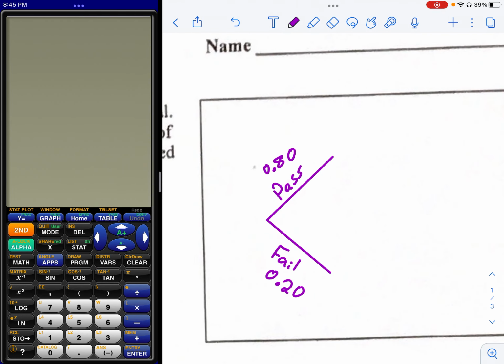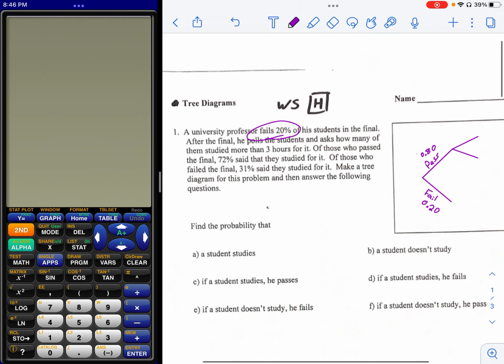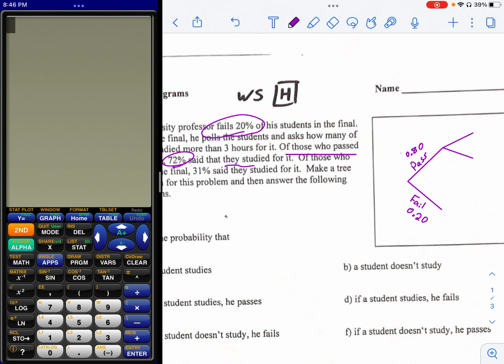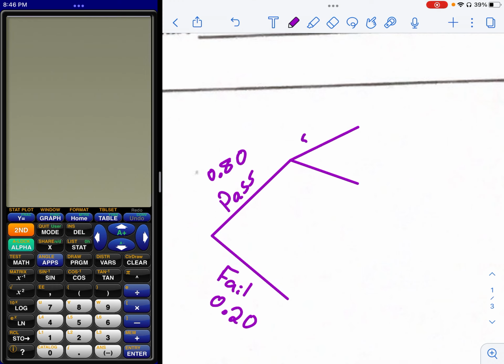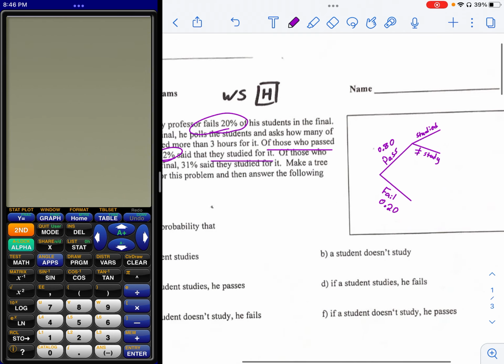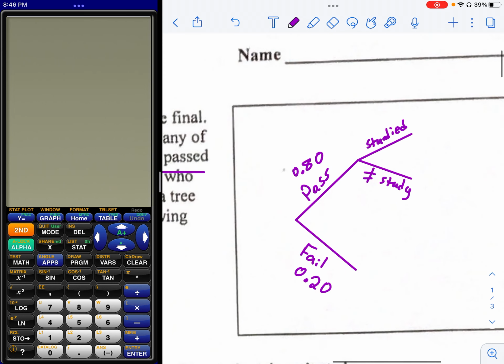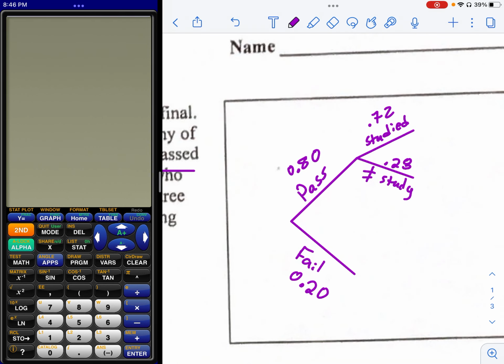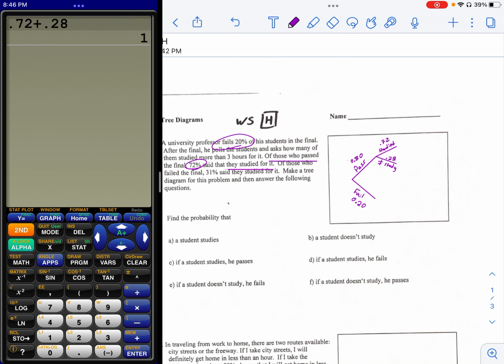Okay? All right, so of the kids that passed, we're going to have another split, right? Of the kids that passed, what do we know about them? Of those who passed, 72% said they studied. Okay, so that leads me to think that my two branches here are studied and did not study, the not equal to sign, okay? And what are the probabilities there? Of the ones that passed, 72% said they studied. Okay, so this would be 0.72. So here's a branch again. So this entire group, either they studied or they didn't, right? So then the not study group would be 28% because 0.72 plus 0.28 is 100 or 1.0.